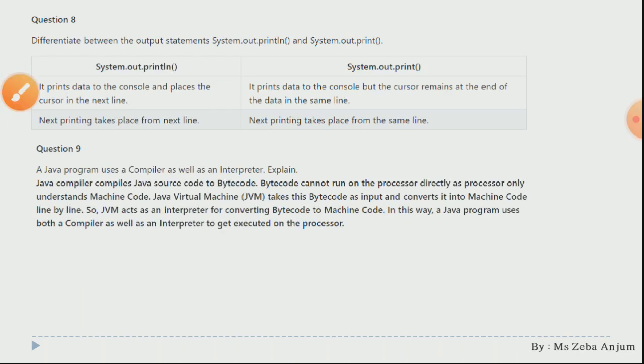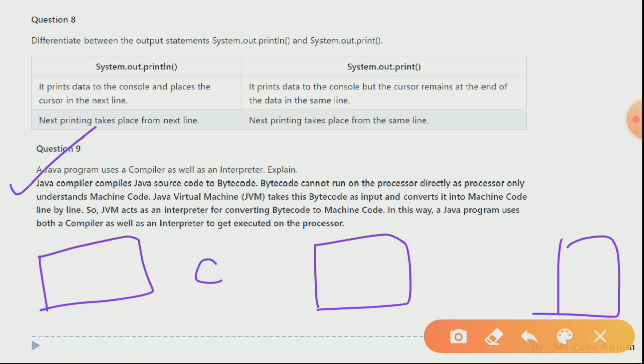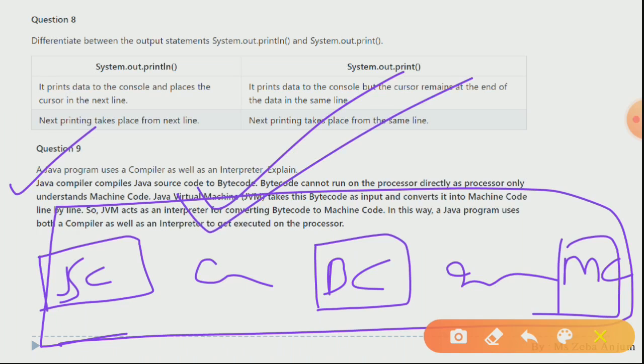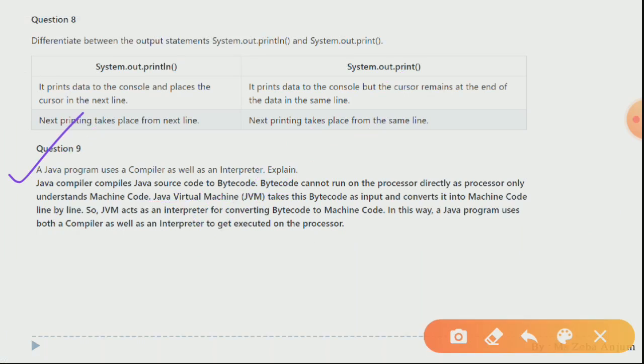Explain. It is always better if, along with the explanation, you give this figure over here. Over here the compiler, over here the interpreter, this is the source code, this is your byte code, and this one is your machine code. So it is better to give this figure from your book. You can also write it in your own words, but the meaning should not be changed. The meaning should be very clear.